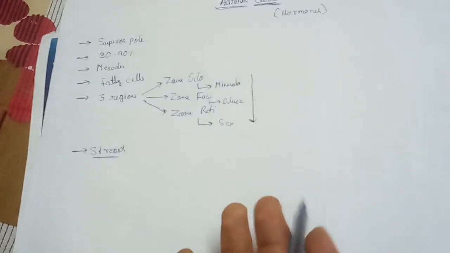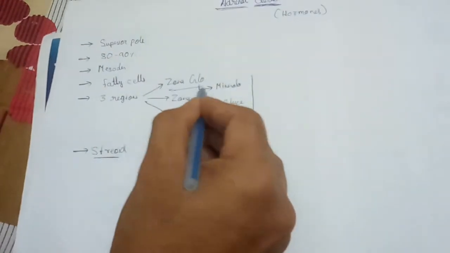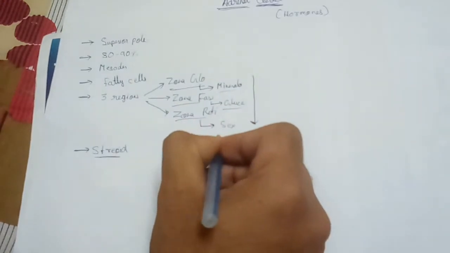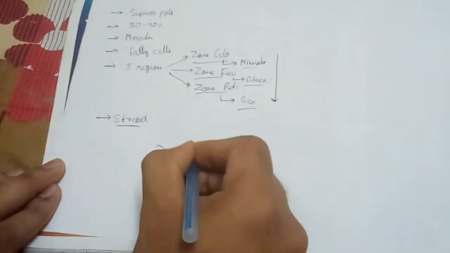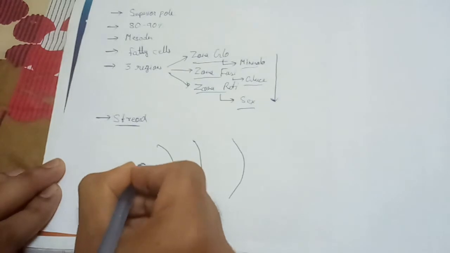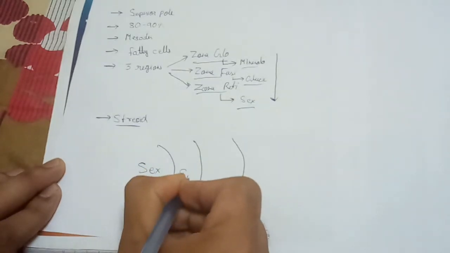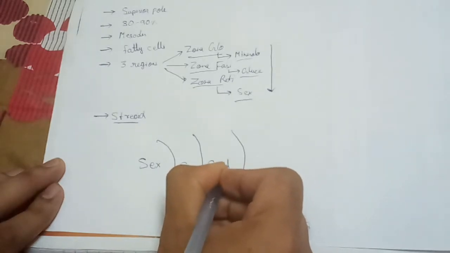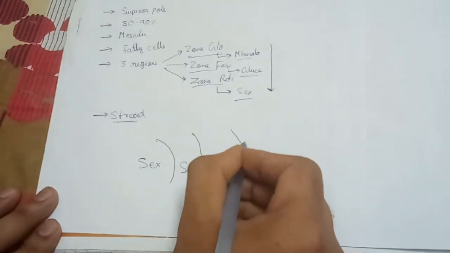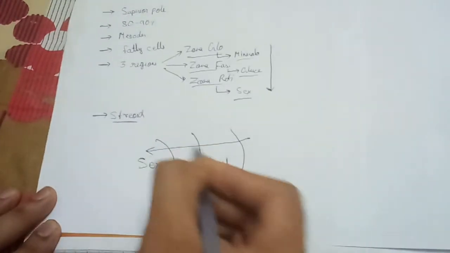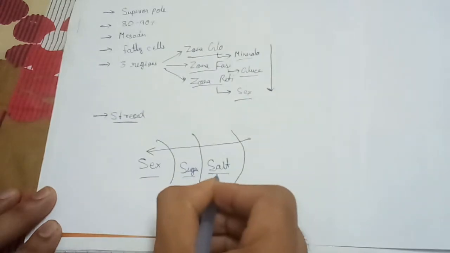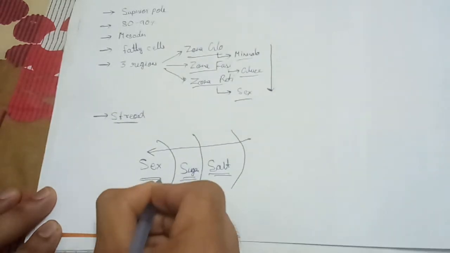Most of us have a problem remembering from which zone the mineralocorticoid is secreted, the glucocorticoid is secreted, and the sex corticoid is secreted. So for that, let us consider this is the adrenal cortex. This part secretes sex corticoids, this glucocorticoids, and this mineralocorticoids. So as we go deeper and deeper inside our life, the sweetness of life increases, that is salt, sugar, and sex: mineralocorticoids, glucocorticoids, and sex corticoids.